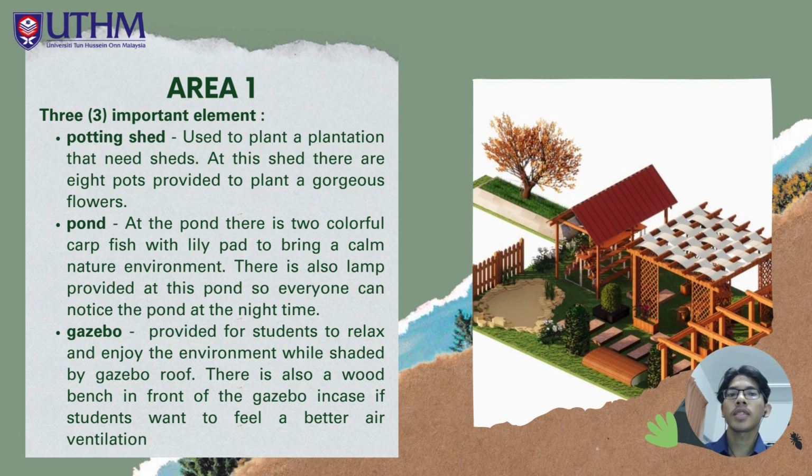The second element is the pond. At the pond, there are 2 colorful koi fish with lily pads to bring a calm, natural environment. There is also a lamp provided at this pond, so everyone can notice the pond at night time.